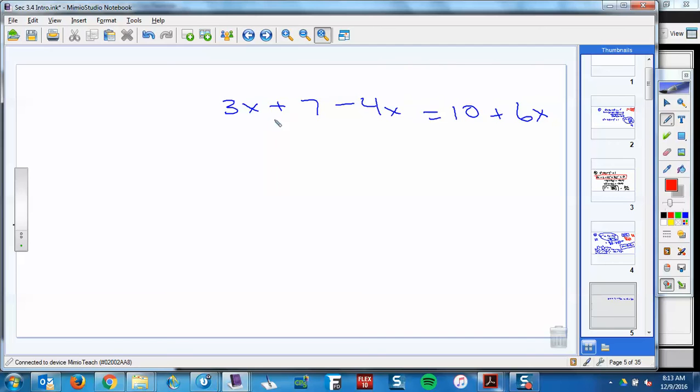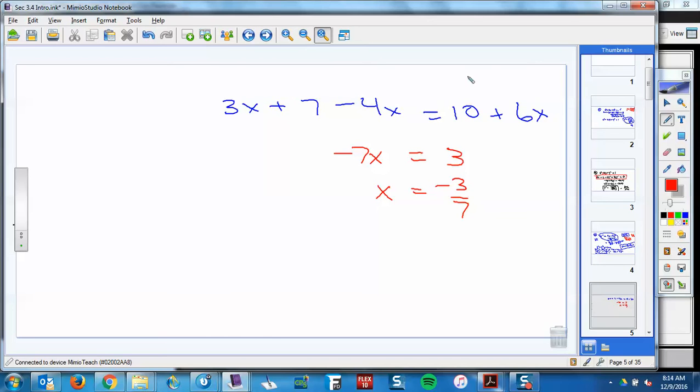One person might get all their x's on this side, right? So 3 minus 4 would be -1, then you take away 7, you get -7x. This side, you take away 7, you get 3, okay? So you're going to get an answer of -3/7.